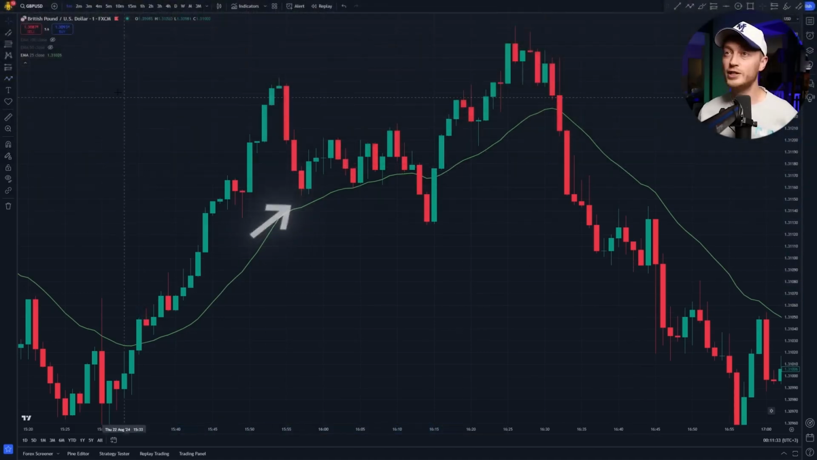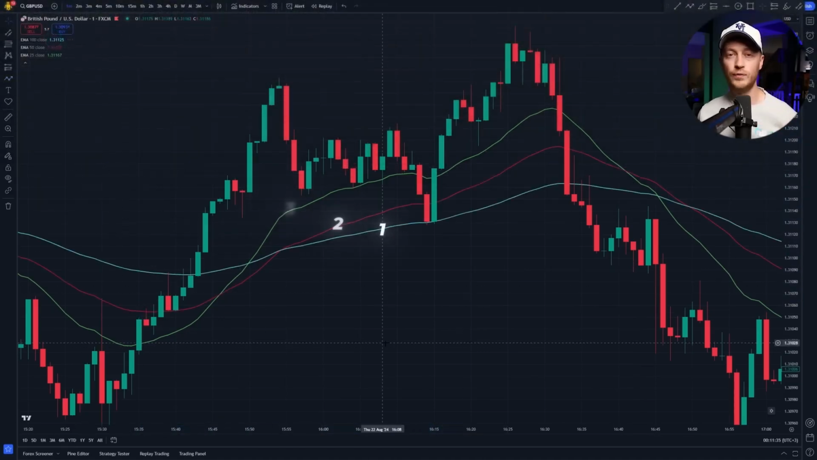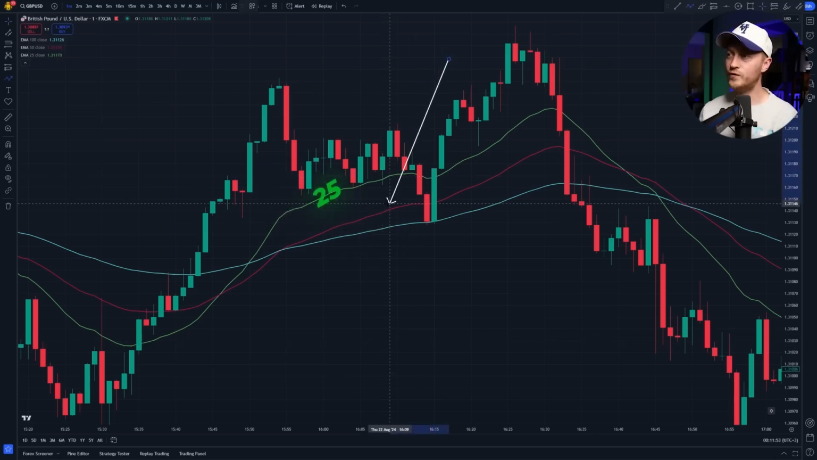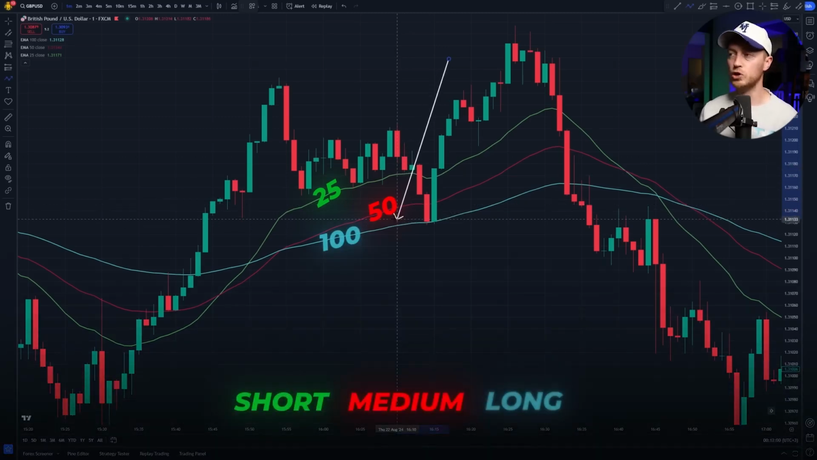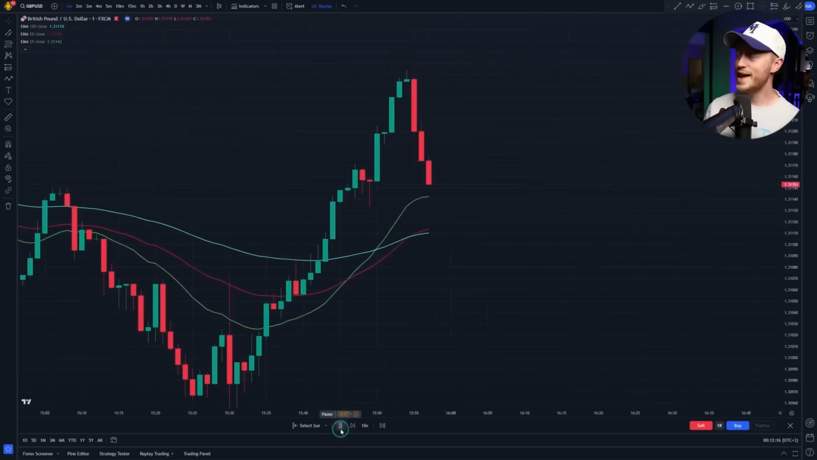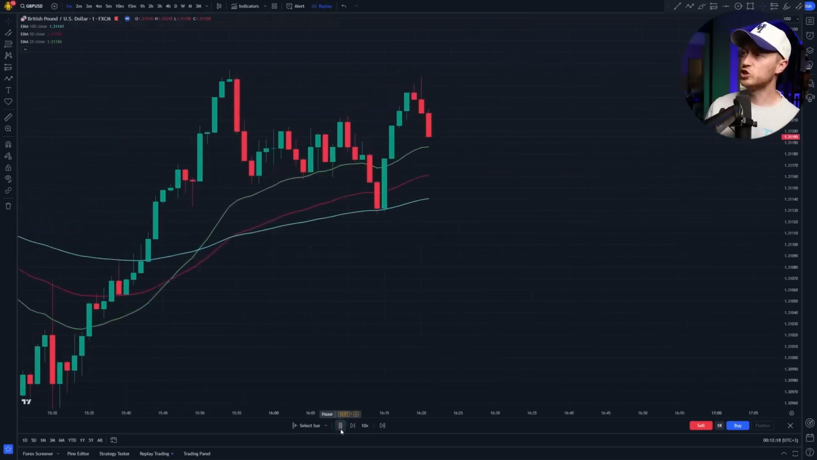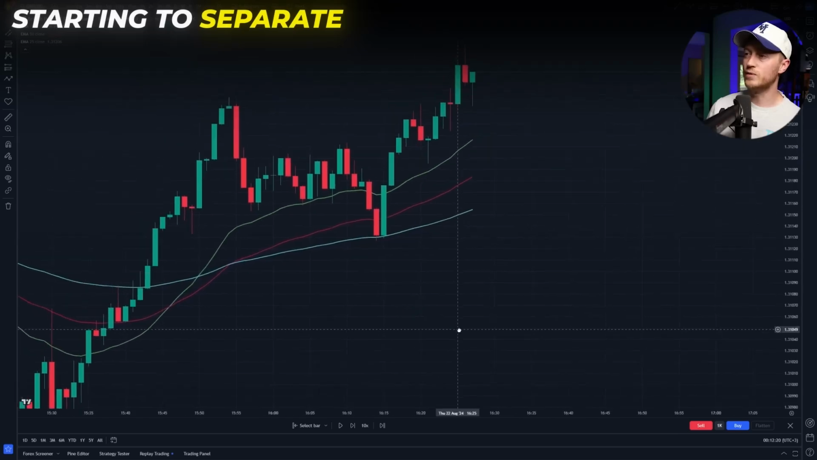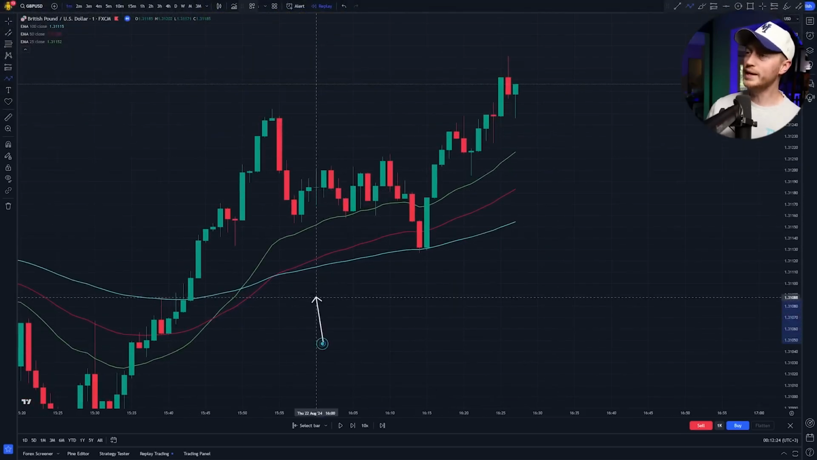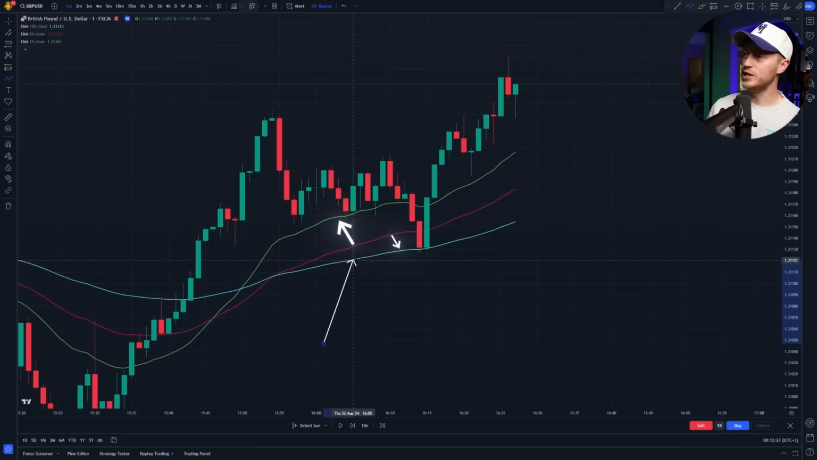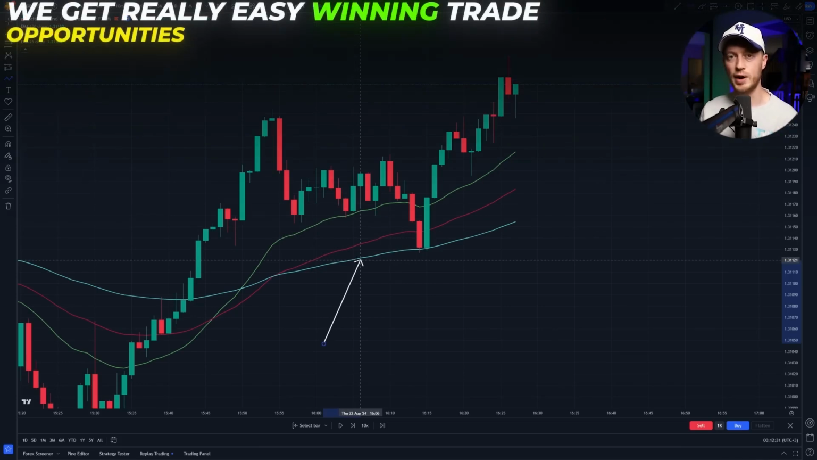But for today's strategy, we're actually using 3 moving averages, and this is really powerful. We have a 25, a 50, and a 100. The green's the short term, the red's the medium, and the blue is the long-term trend. You can see as I play this out that these are starting to separate, and this is very, very powerful. When we get the expansion and the separation of these 3 moving averages, we get really easy winning trade opportunities.